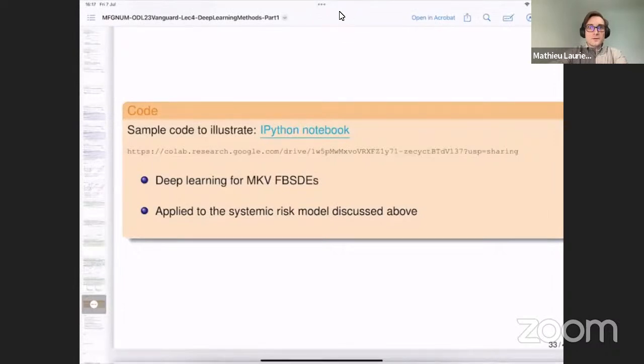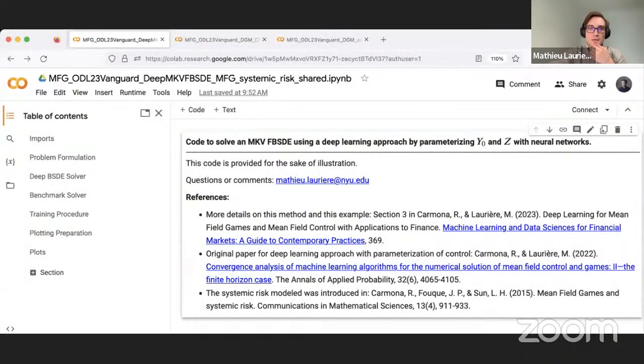Okay, so I need to find a way to change. Okay, so I think it's this one.